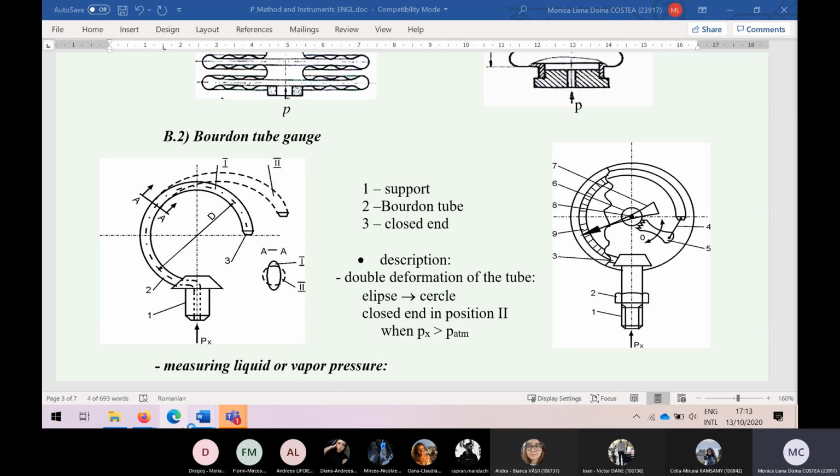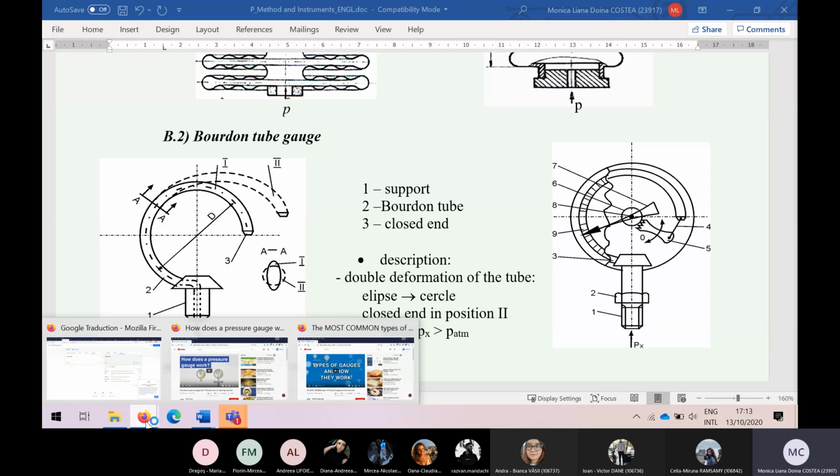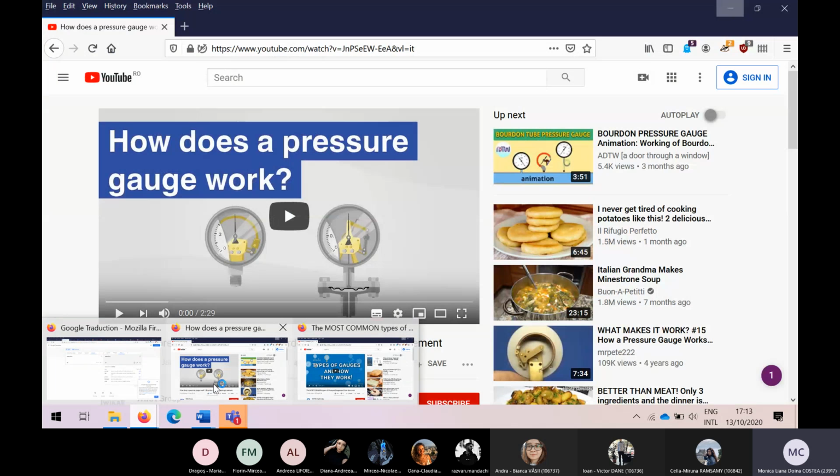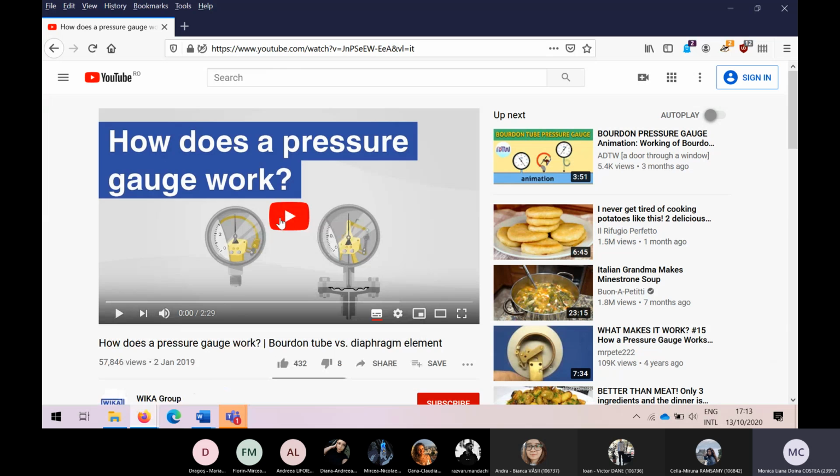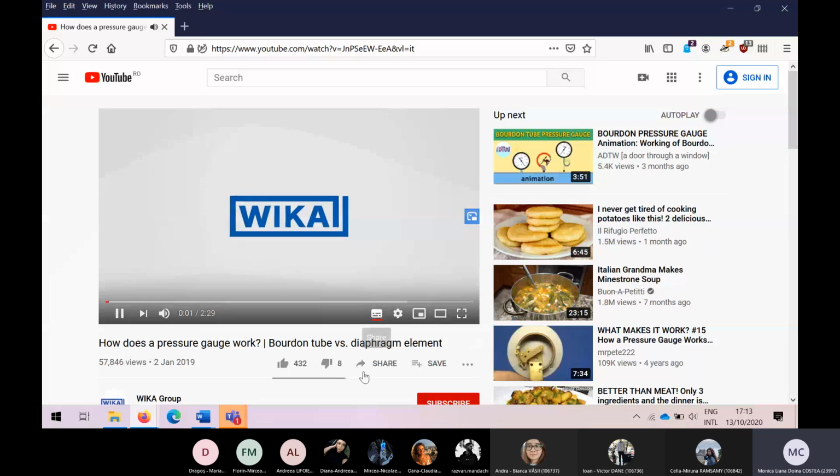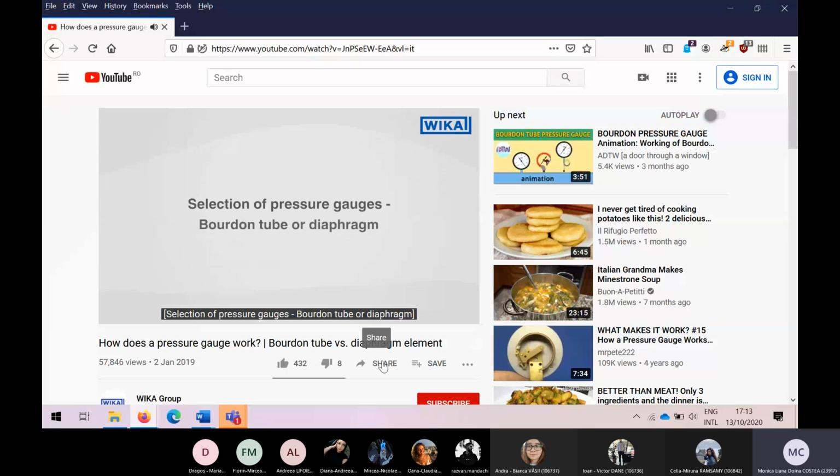Now, let us see if we have the small apparatus. First of all, this one. Do you see it? Okay, let us look at what is here. Bourdon tube or diaphragm?